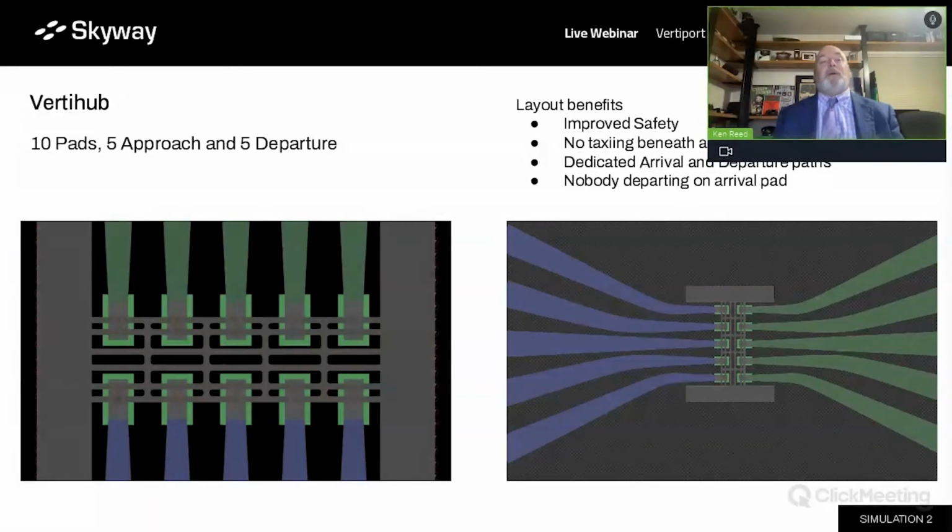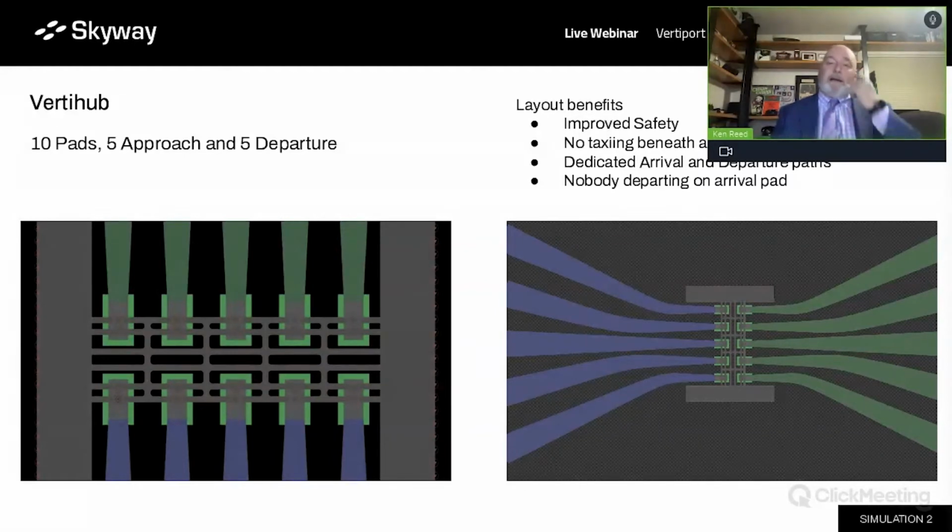But obviously, you're going to put FATOs side by side so that you can maximize your capacity. And I've done 5 side by side. So I have 5 arrival FATOs, 5 departure FATOs. So I have a total of 10. Again, we've improved safety. We're never taxiing beneath an arrival, approach, or departure path. We have dedicated arrival and departure paths, and nobody is departing on the arrival path.